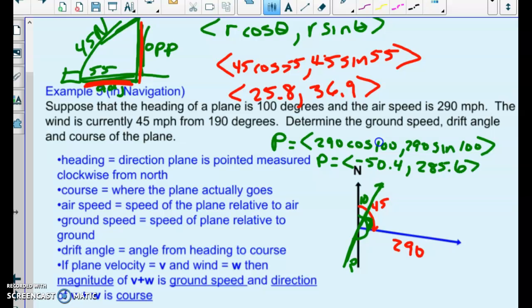285.6. So why is that first number negative, I ask myself. Well, if we look at this, we know that we're in the fourth quadrant. And in the fourth quadrant, we know that this thing is moving downward, and down is a negative direction.